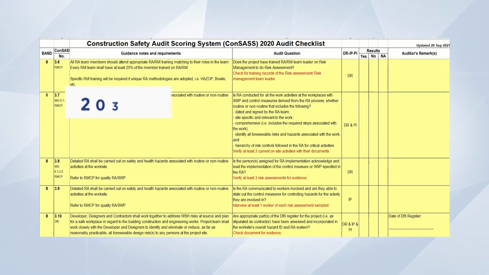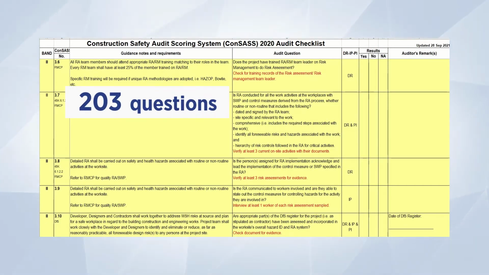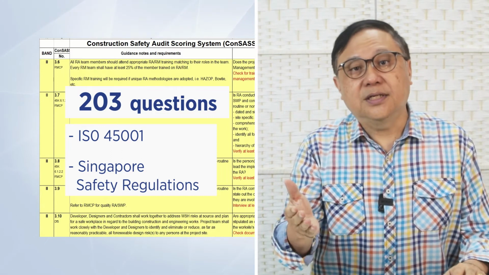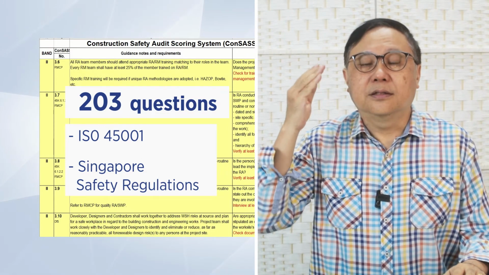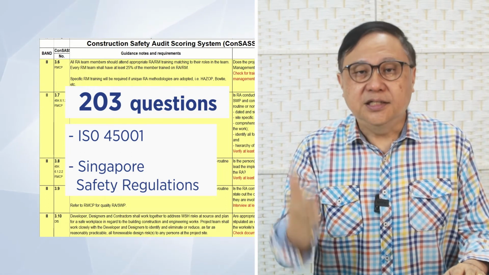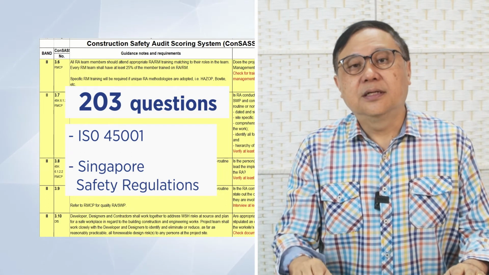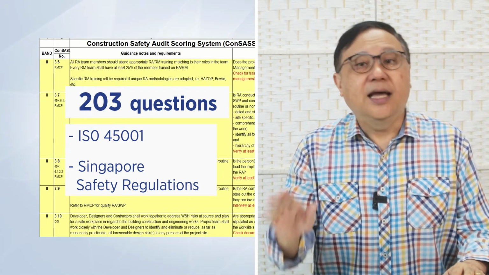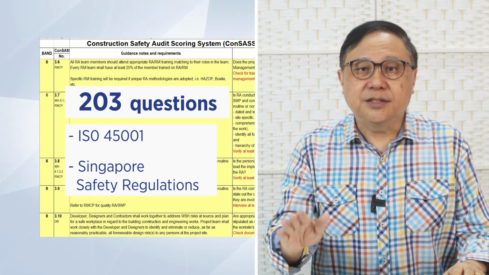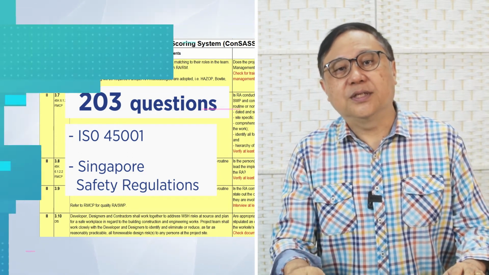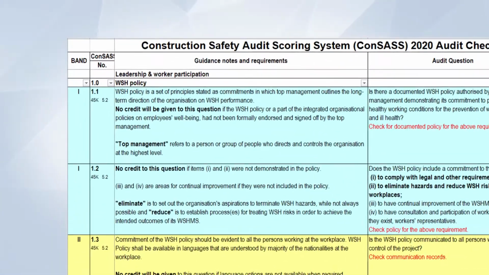In this audit checklist, the questions are based on ISO 45001 and Singapore safety regulations. Please note in the checklist, the focus is on implementation and industrial best practices. The documentation process is not so critical, as most of the contractors have already achieved ISO 45001. Let's have a closer look at this checklist.